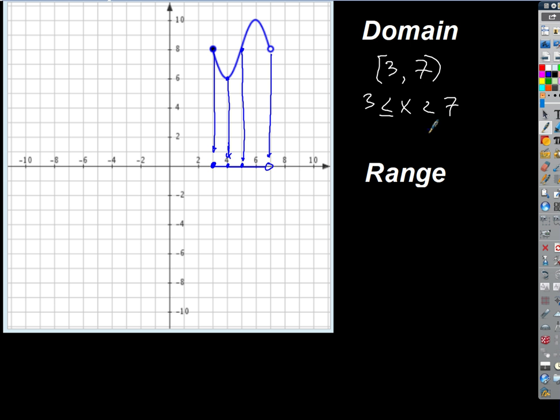Okay? What about the range? What's the only difference with the range? Walker, how's the range different than the domain?